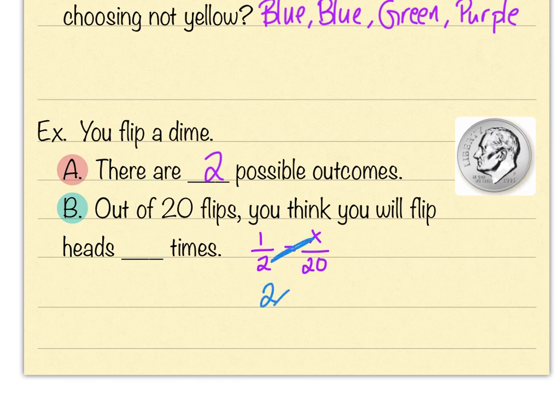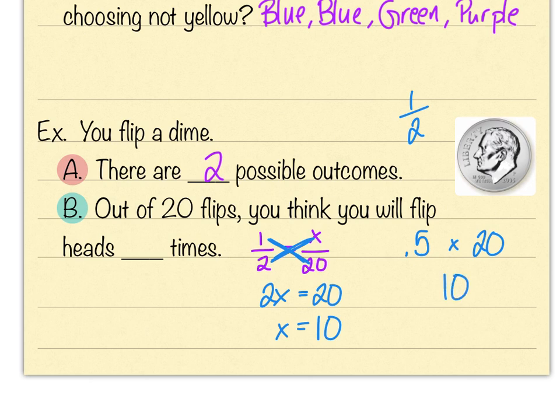2 times x is 2x. 1 times 20 is 20. Of course, we know cross products are equal, and then we can solve for x, and we divide by 2 and get 10. Another way that we can do this one is we can use decimals. If the probability of flipping heads is 1/2, that's 0.5, or 50%, right? So if I know 50% of the flips should be heads, then 50% of the flips, which "of" means times, and we're going to flip 20 times, means 0.5 times 20, or half of 20, which is 10.